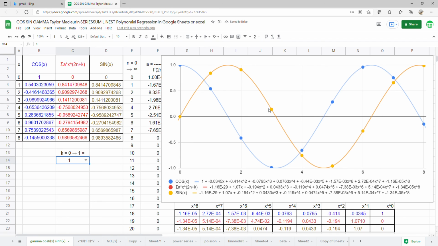The yellow and the red lines are on the same trend line. Their polynomial regression coefficients are exactly the same, and their datasets are exactly the same. This time, the expansion approximates the sine function. We just completed the movement of the Taylor-Maclaurin series of expansion from cosine to sine.